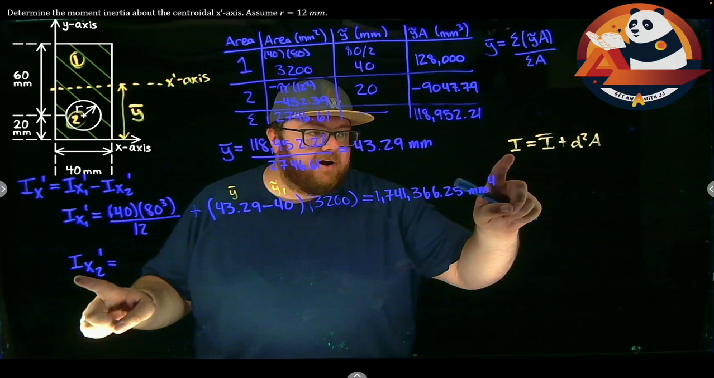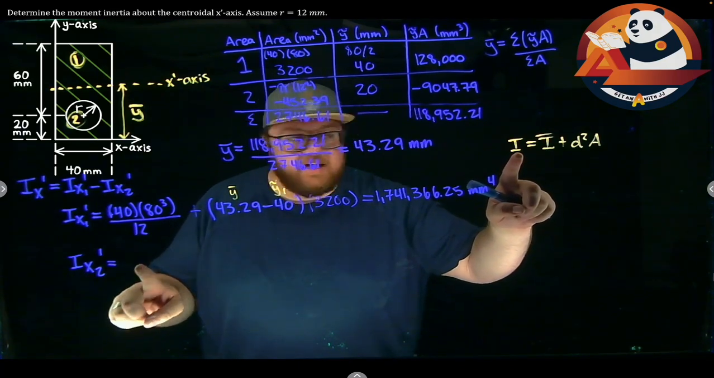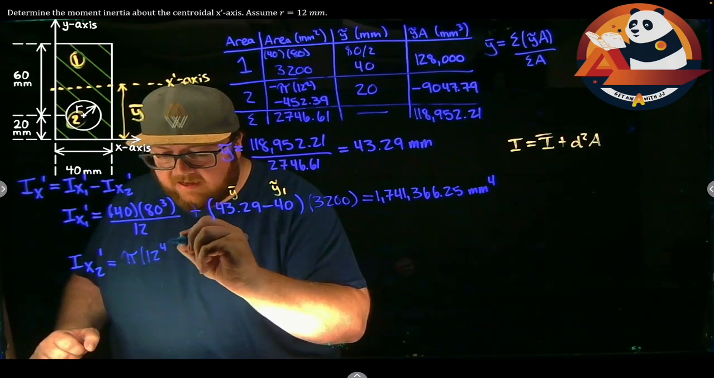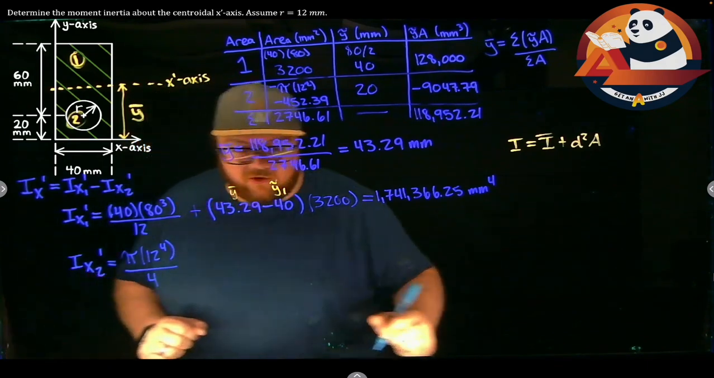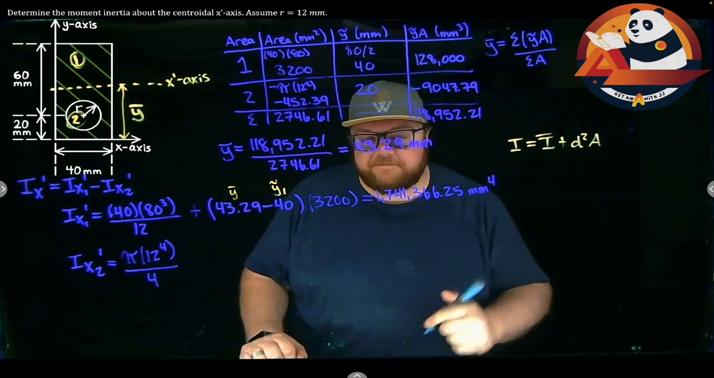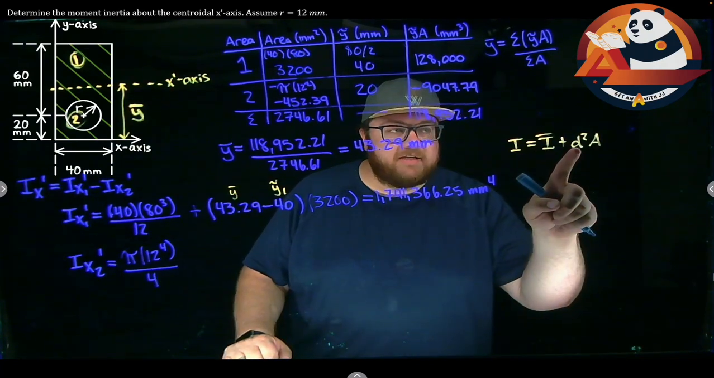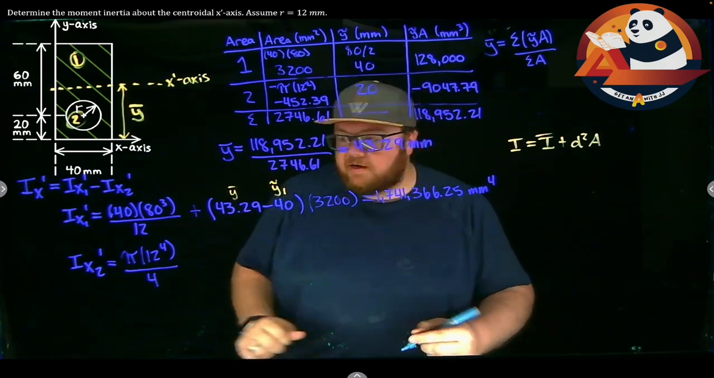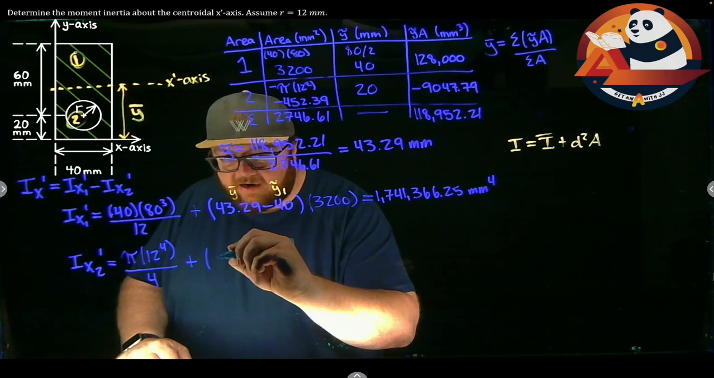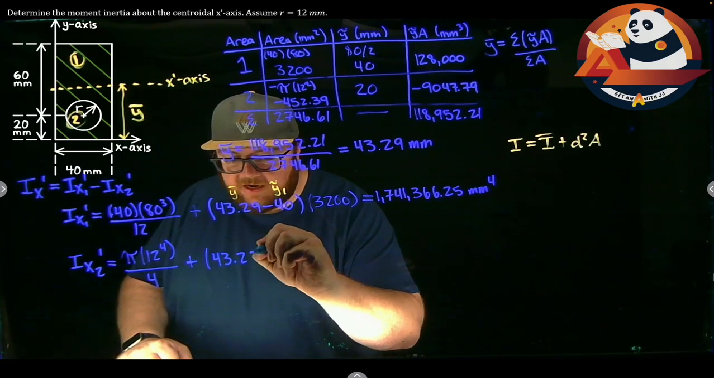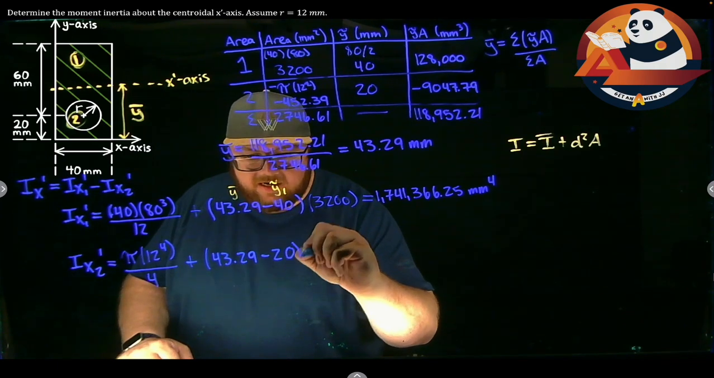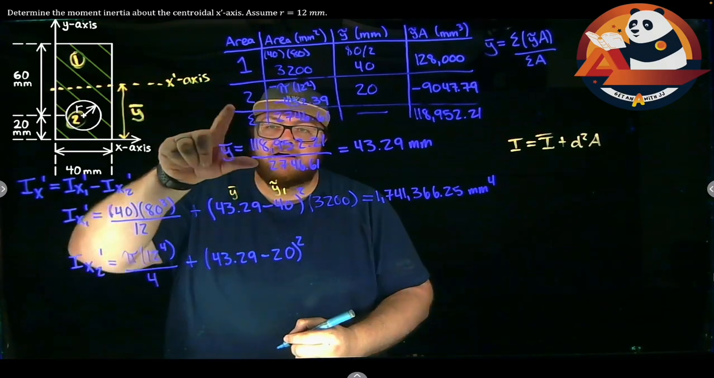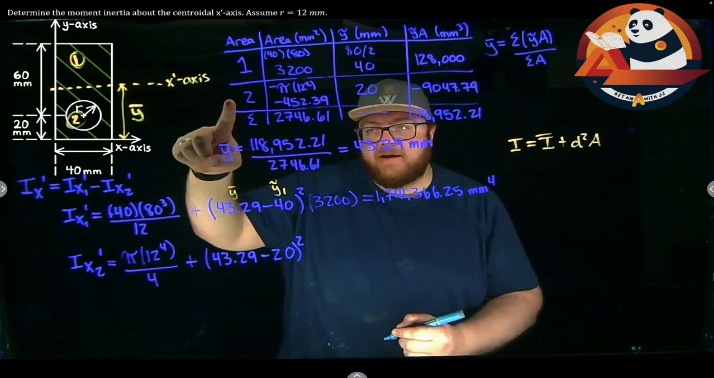So my Ix2 prime. Now again, the parallel axis theorem, that I term equals I bar, pi times the radius, 12 to the fourth over 4. That takes care of our I bar. Again, we can look those formulas up. Plus our d squared, my distance from the centroid of the entire shape to the centroid of shape 2. Plus, that's again just y bar, 43.29 minus y tilde, 20. And I forgot to square this up above, d squared times the area.